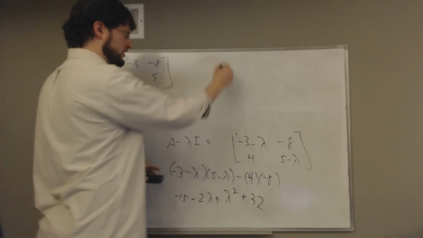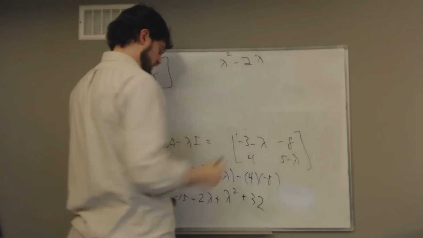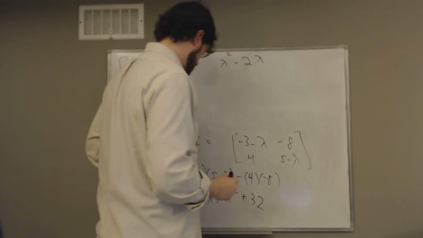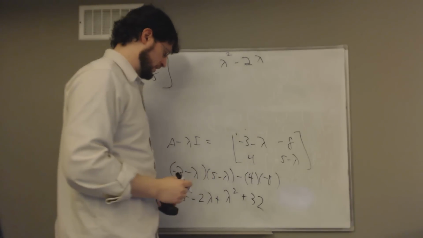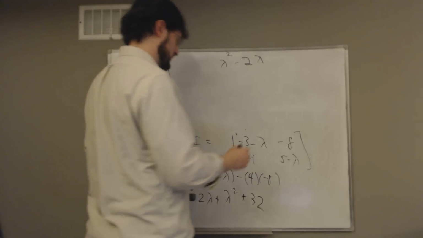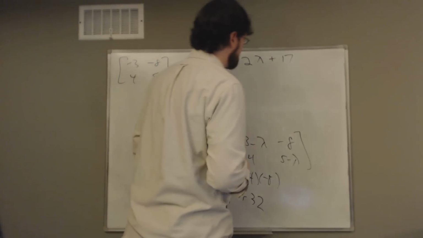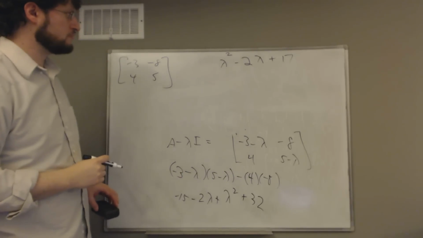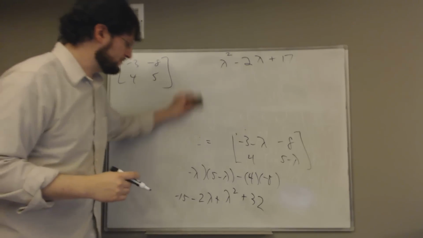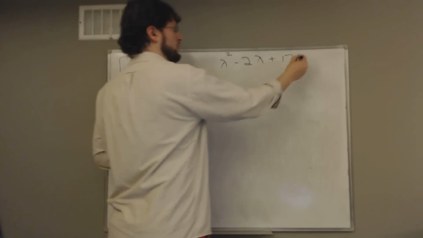This becomes lambda squared minus 2 lambda. That's -15 and plus 32 makes 17. Plus 17. It doesn't factor. We set it equal to 0.